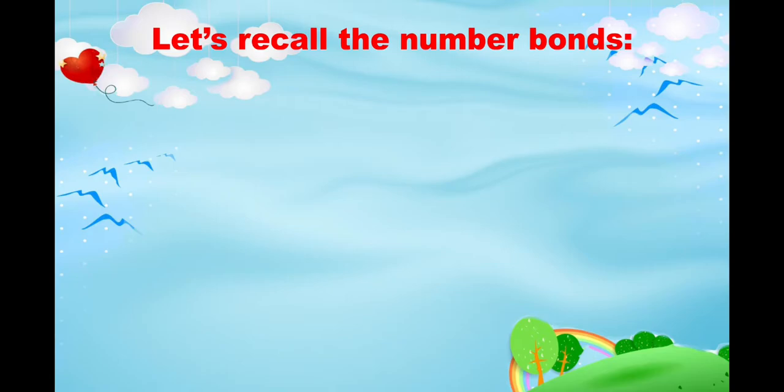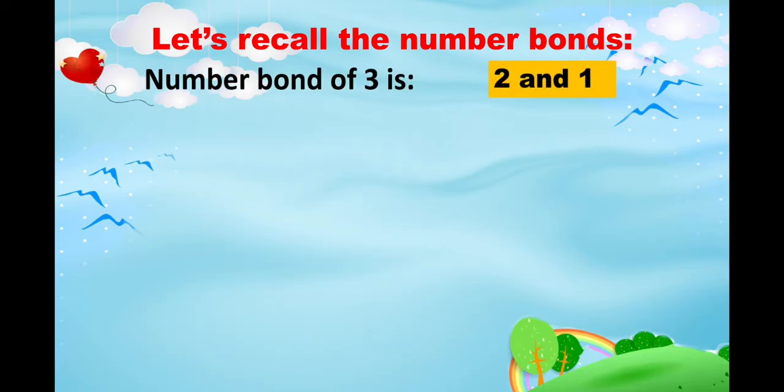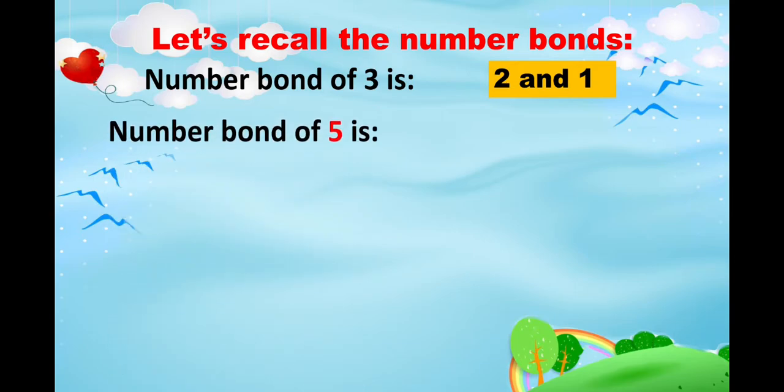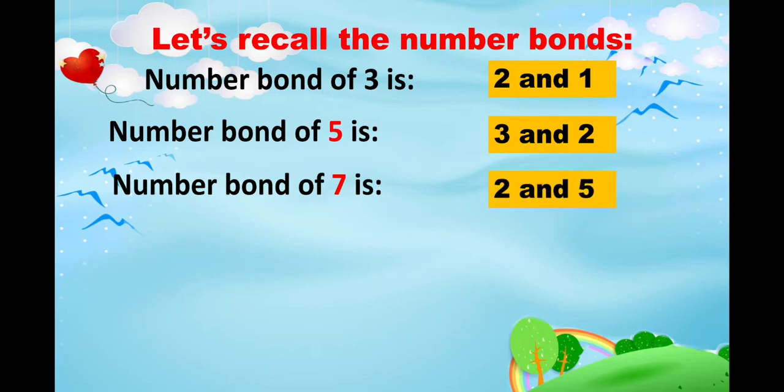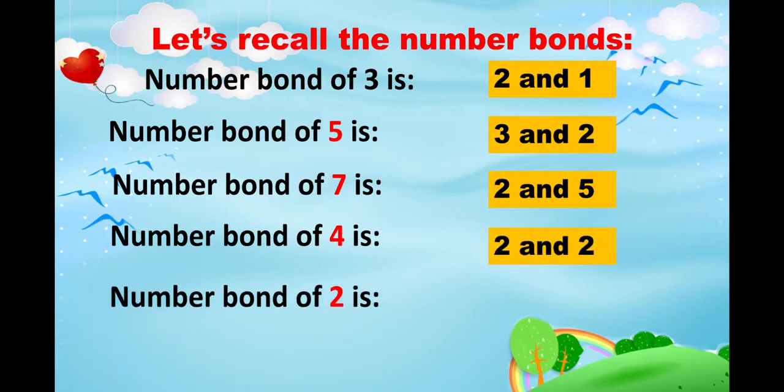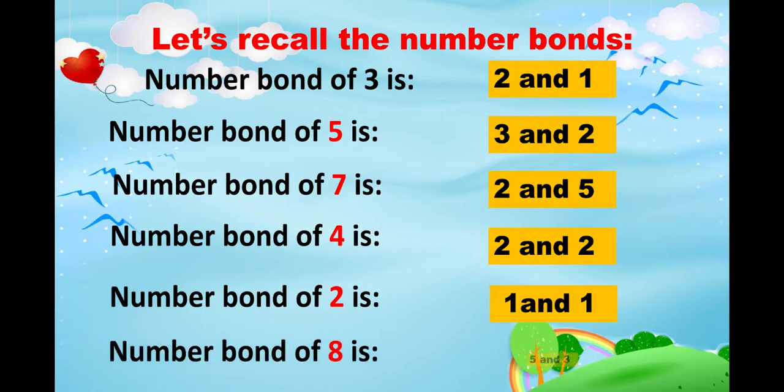Now let's recall some more number bonds. Number bond of 3 is 2 and 1. Yes. Number bond of 5 is 3 and 2. Number bond of 7 is 2 and 5. Number bond of 4 is 2 and 2. Number bond of 2 is 1 and 1. And number bond of 8 is 5 and 3. This I am not elaborating because we have learned this already in our lesson number 1. हमने lesson number 1 में number bond सीखा है. So we have only just revised it.